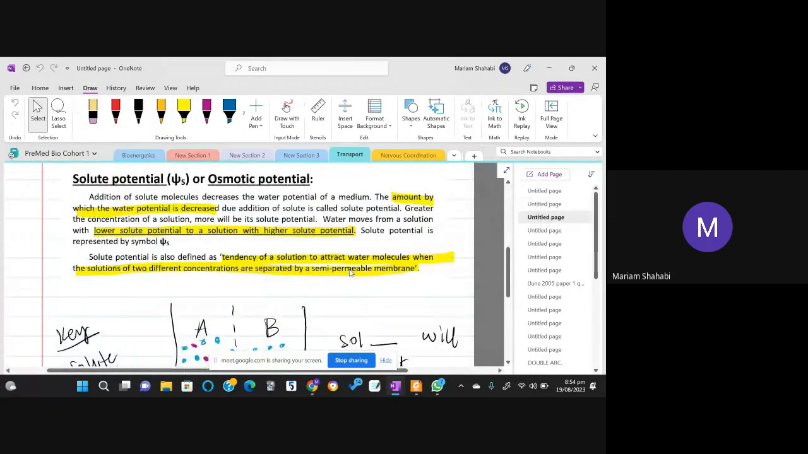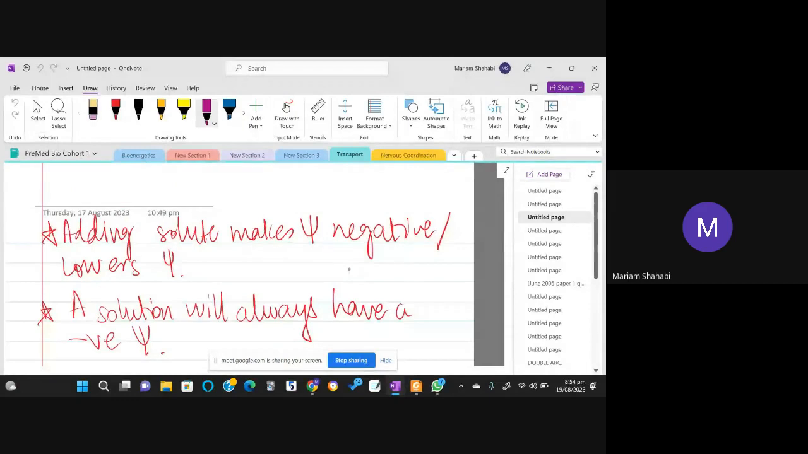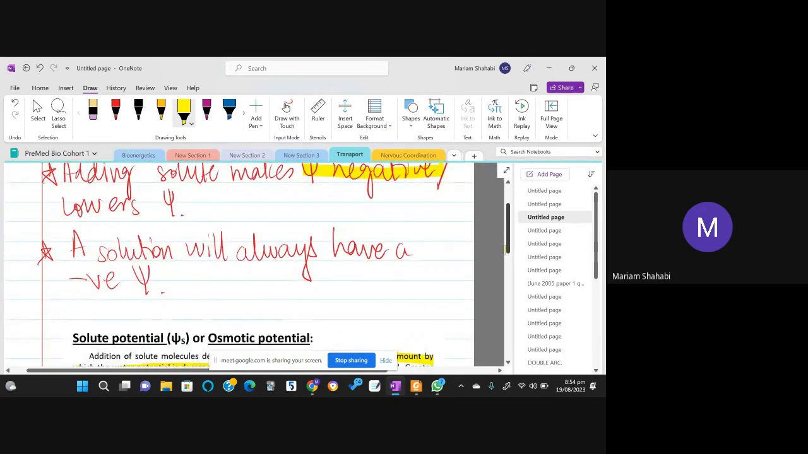So let's move on. Now adding a solute will make the water potential negative. It will lower the water potential. So अगर मैं solute डाल दूंगी तो water molecules का freedom will be limited. They will no longer be free. If they're no longer free, automatically water potential will decrease. So adding a solute will make the water potential negative. So this means that a solution will always have a negative water potential.